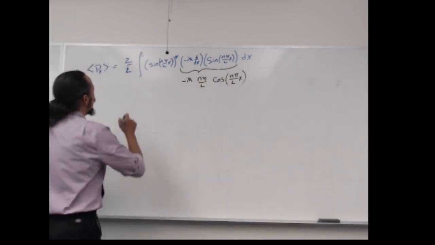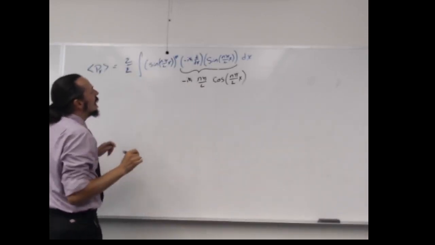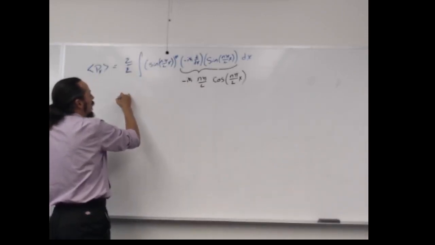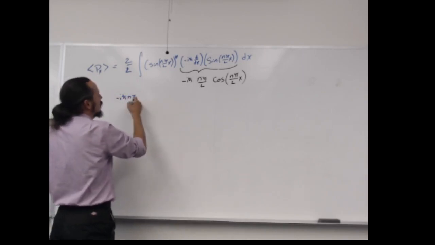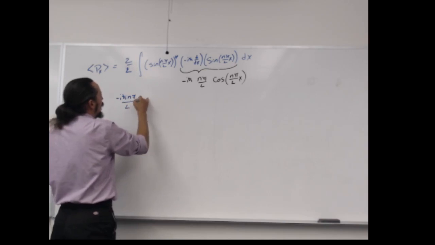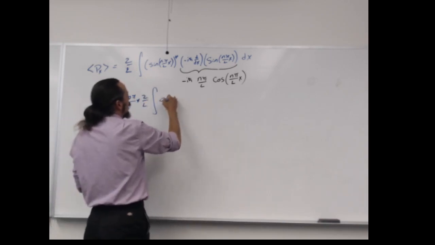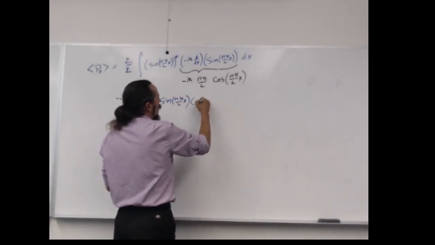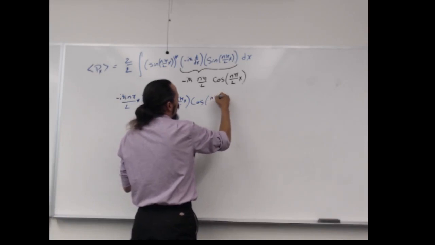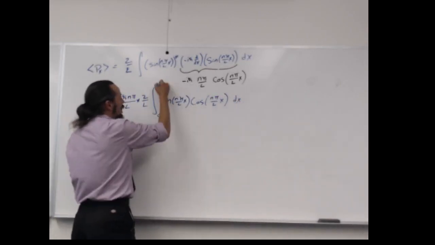So my average here is going to be, I'm going to move this whole mess out. So I get a negative i h bar n pi over L times 2 over L integral of sine n pi over L x cosine n pi over L x dx on the bounds from 0 to L.